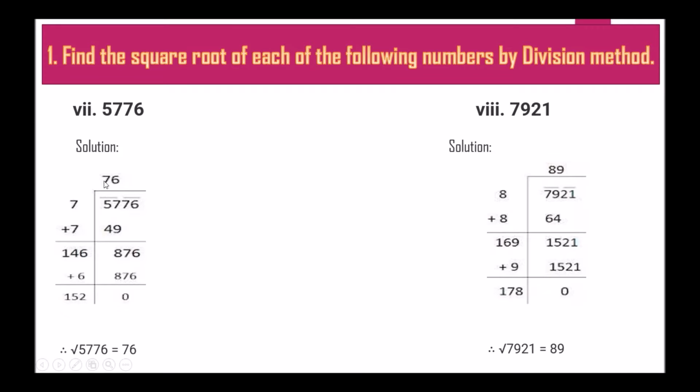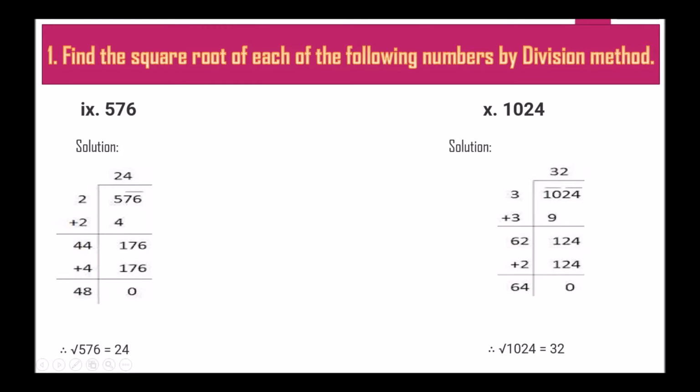5776. So 7 into 7, that is 49. 7 plus 7 is 14. We will add 6. So 146 into 6, that is 876. So the answer is 76. 7921. So 8 into 8 is 64. We will add 8 here, 16. Now we will add 9. So 169 into 9, that is 1521. So the number is 89.